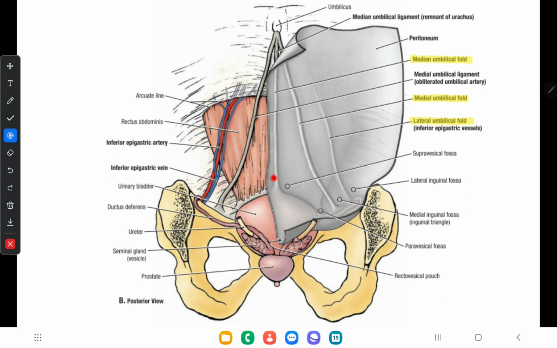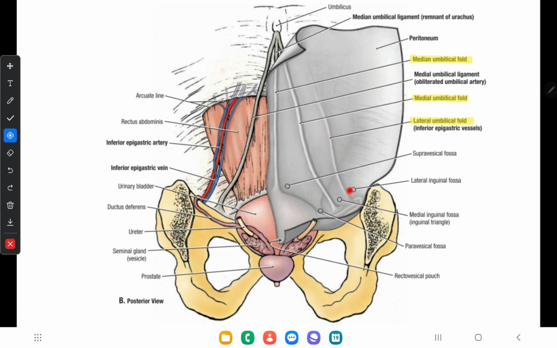After it is covered by the peritoneum, we call it the median umbilical fold. You can see this is the bladder and this is the umbilicus. This median umbilical ligament connects the apex of the bladder with the umbilicus. Then you can see this is the inferior hypogastric artery and inferior hypogastric vein. After they are covered by the peritoneal layer, we call them the lateral umbilical fold.